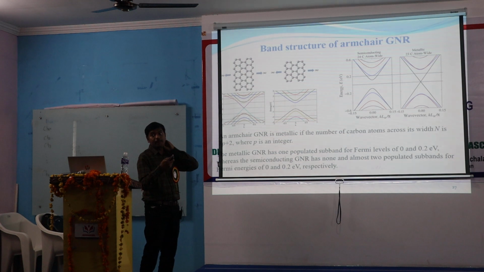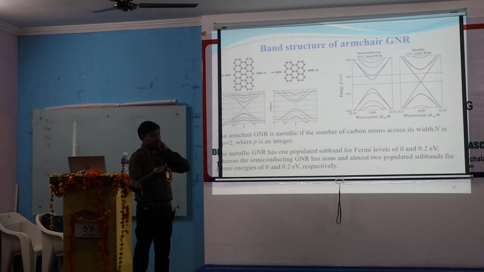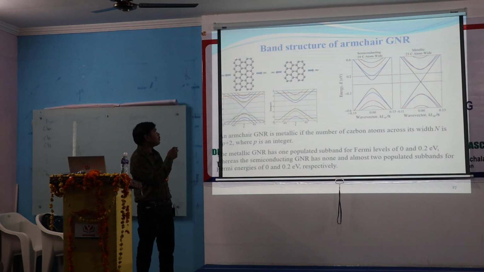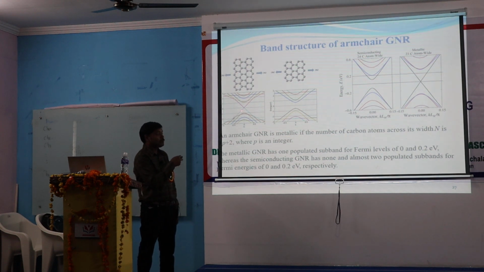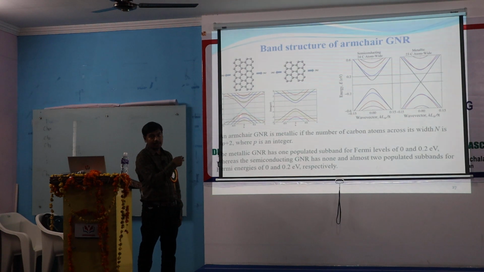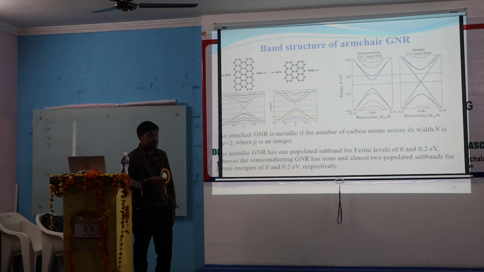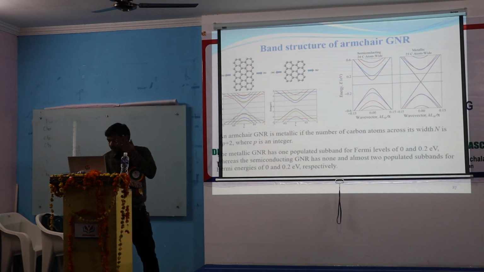It looks like 3p plus 2, where p is 3. 3 into 3 plus 2 is 11. It is matching, so it is of the form 3p plus 2. So obviously it is a metal. So by counting the atoms you can define it, or you just check 3p plus 2. If it is 3p plus 2, metal, otherwise not.